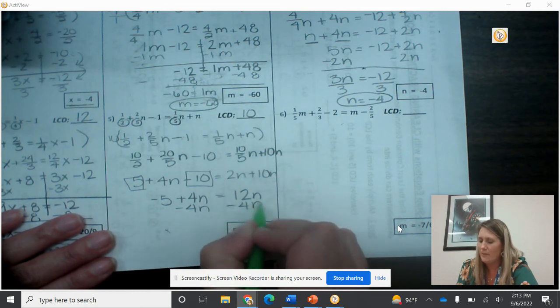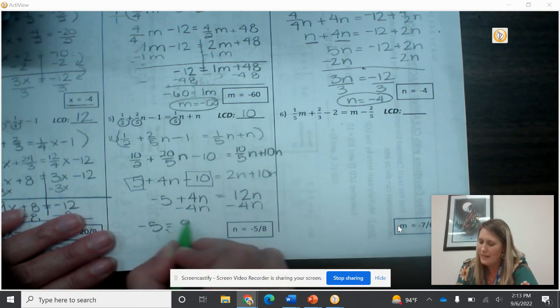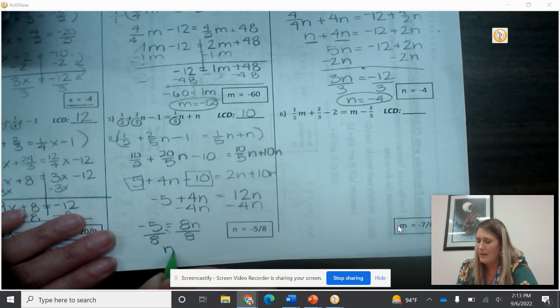Undo addition, and we're left with negative 5 equals 8n. And then we're going to divide both sides by 8. And we get n equals negative 5/8.